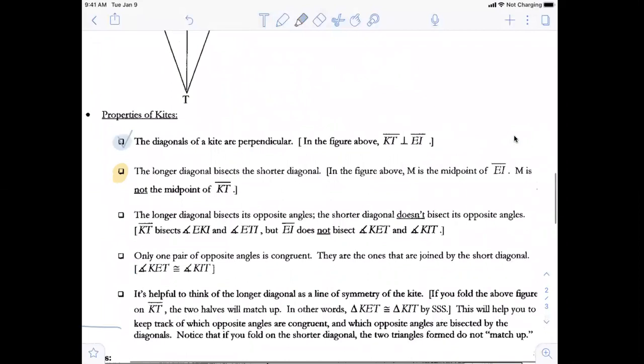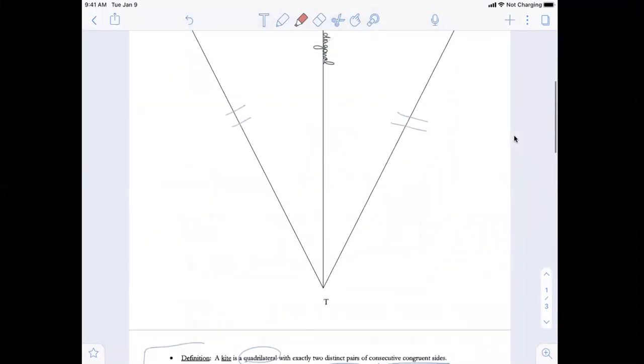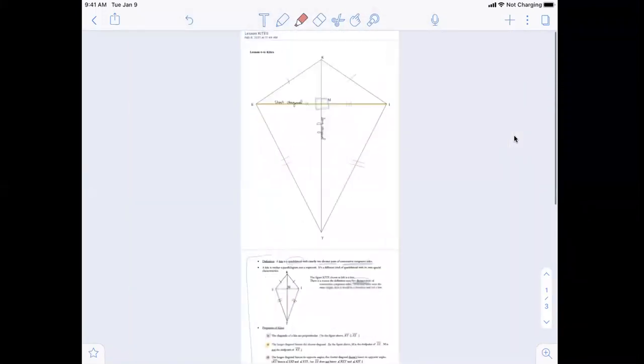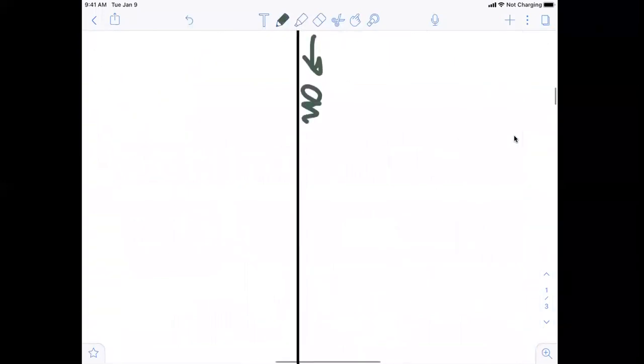My third property says the longer diagonal bisects its opposite angles. The short diagonal does not bisect its opposite angles. I'll use a little pink for that one. My long diagonal KT is an angle bisector, so I'm going to write angle bisector on my long diagonal.